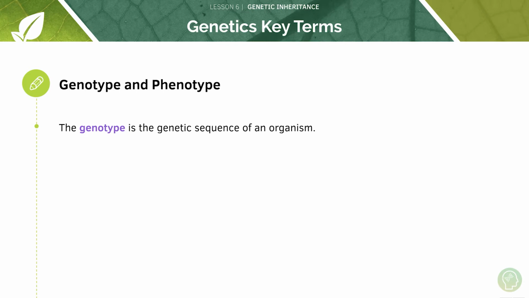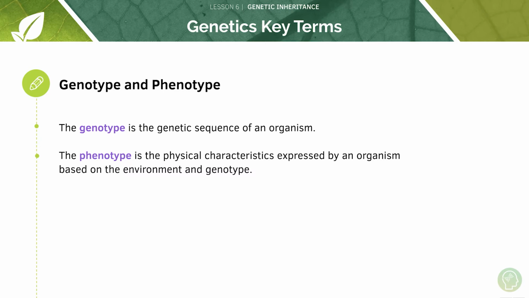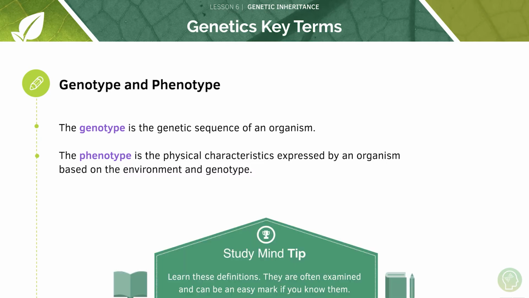So the genotype is the raw genetic sequence of an organism. The phenotype is the physical characteristic expressed by an organism based on the environment and genotype. So how I like to remember this is that the genotype is kind of like the raw code. The phenotype is how it's presented on the person. So the genotype you can't see, but the phenotype you can see. Now make sure you learn these definitions. We've gone through a lot of them, but once you know them, everything will be a breeze and you'll get lots of easy marks in the exam.